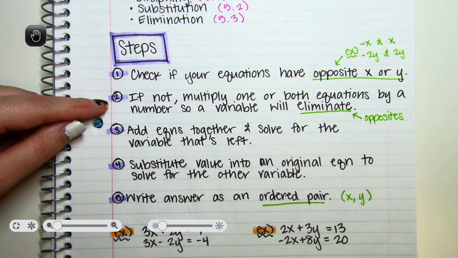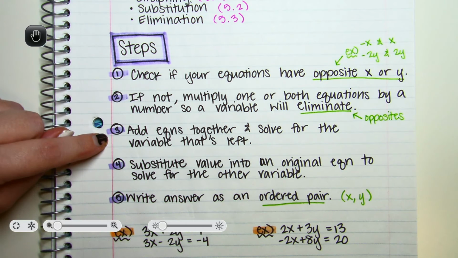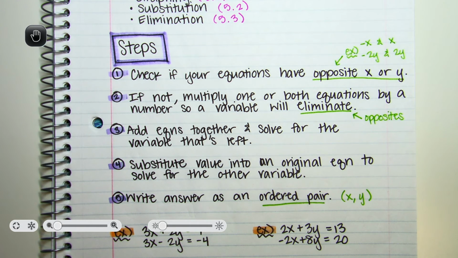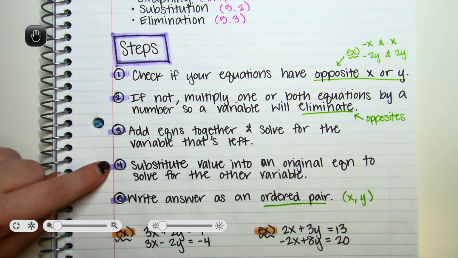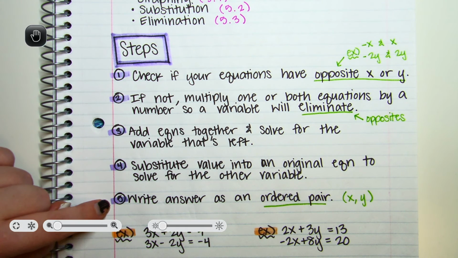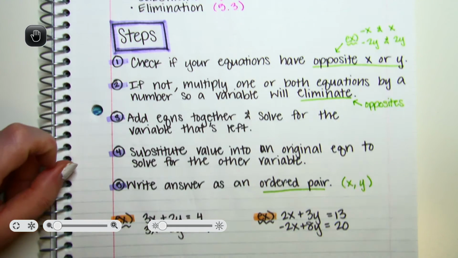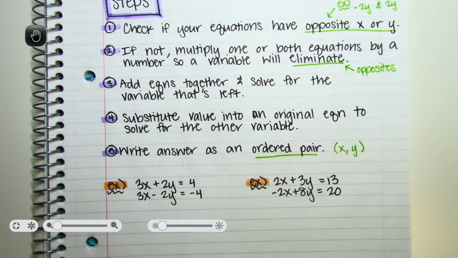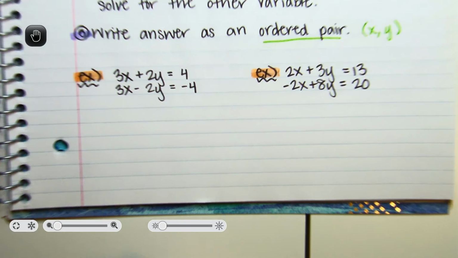And if not, you will multiply one or both equations by a number so that a variable will eliminate. So you'll decide if you're going to get rid of your x's or your y's, and then multiply one or both equations to get rid of that variable. Then, after you've done that, you'll add the equations together and solve for the variable that's left, either the x or the y. And then you'll have one of your values that you'll substitute back into an original equation to solve for the other variable. And lastly, you'll write your answer as an ordered pair. So it seems like a lot of steps, but it's really not too bad. So let's go ahead and look at the first example together.